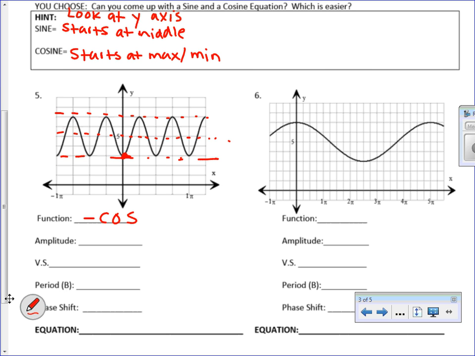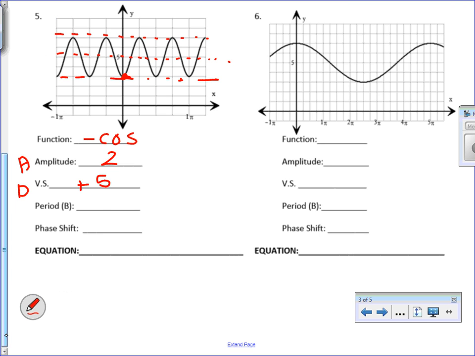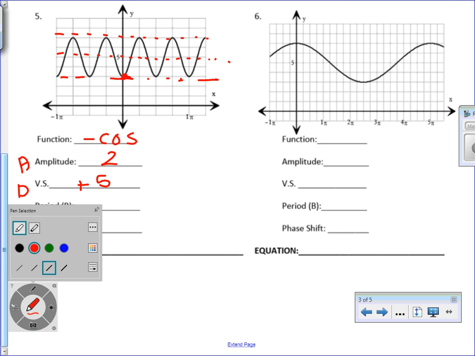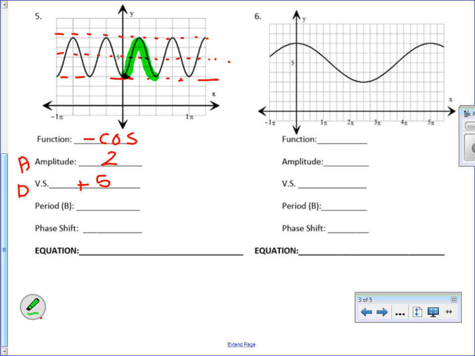Okay, so is the middle the amplitude or the vertical shift? Vertical shift, so my vertical shift is +5. That's my D value. What's my A value? 2, we just counted it. Okay, then you need to highlight one cycle. I need 1 cycle of cosine. So cosine, if it's starting at a minimum, it needs to end at a minimum. Remember it's an even function, so it should start and end at the same place.